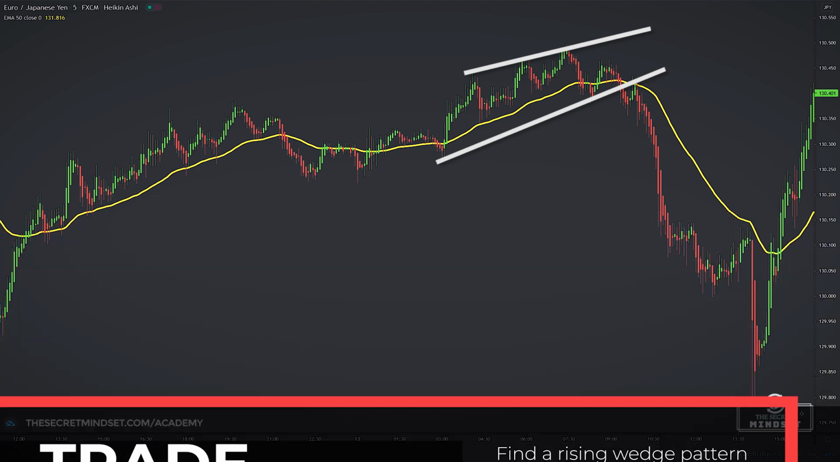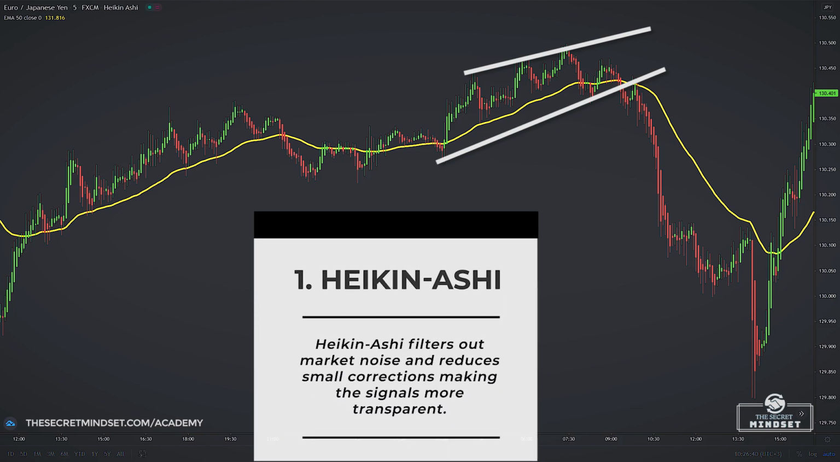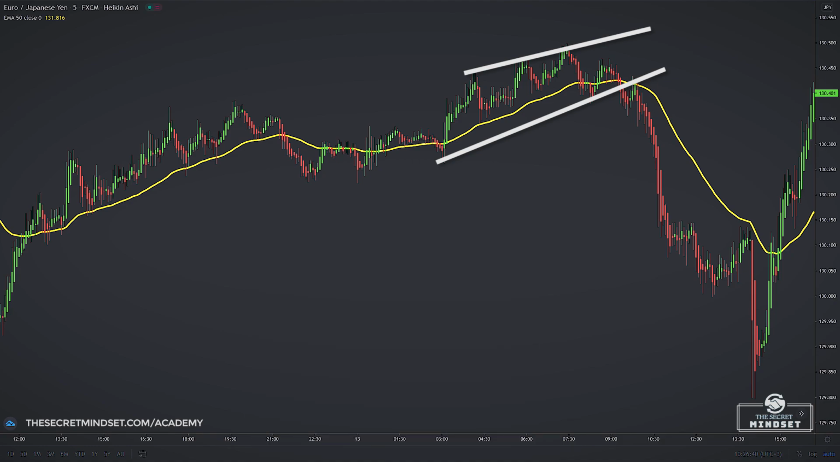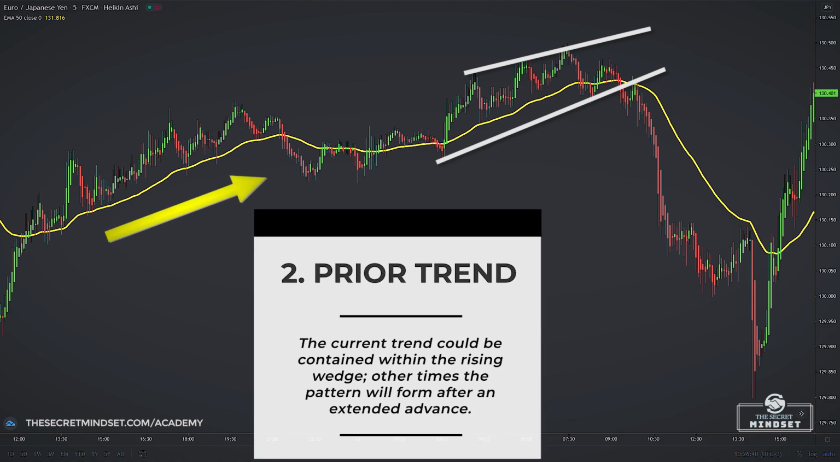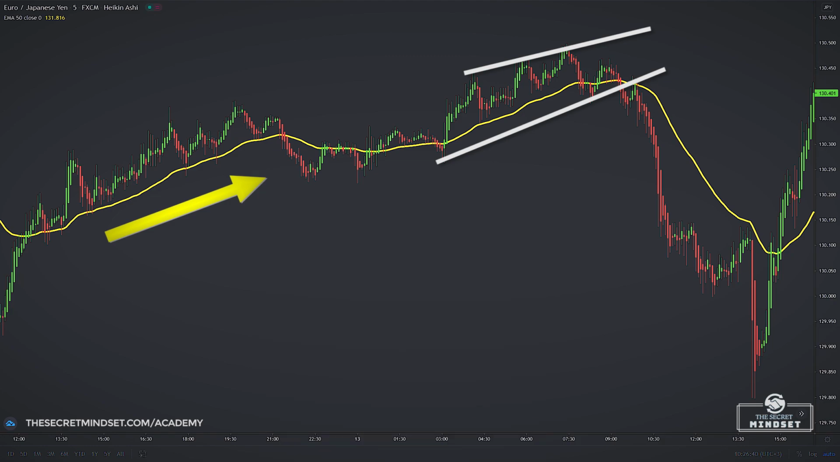Here are the 10 main aspects of this strategy. Number 1. Heikin-Ashi. Heikin-Ashi filters out market noise and reduces small corrections, making the signals more transparent. The smoothing effect makes it easier to find our rising wedge pattern. Number 2. Prior trend. There must be a prior trend to reverse. Sometimes the current trend is contained within the rising wedge. Other times, the pattern will form after an extended advance.